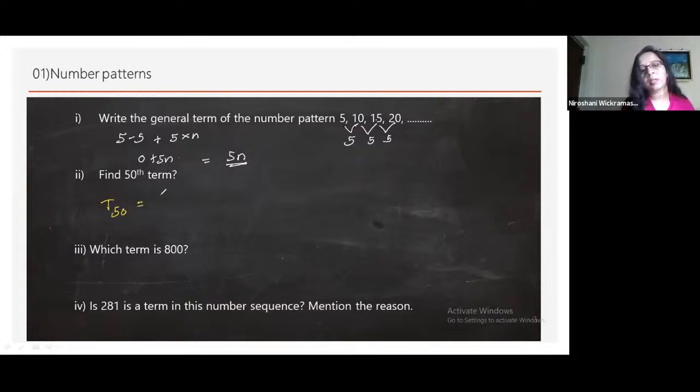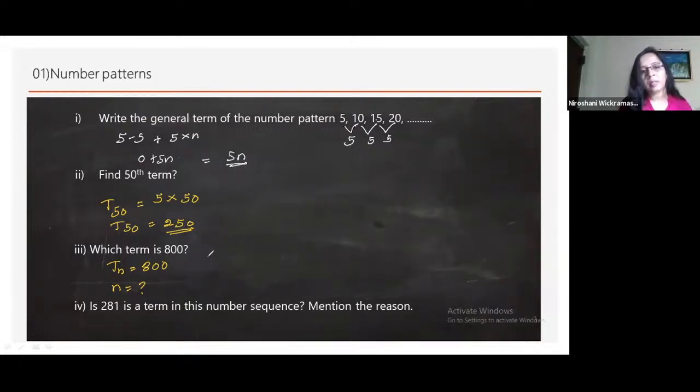T50 equals 5 times 50. Then T50 equals 250. Which term is 800? Now you know. We don't know Tn, you know 800. But you have to find n, which term, right? Then you have to substitute into the formula Tn equals 5n. So we have to find n.